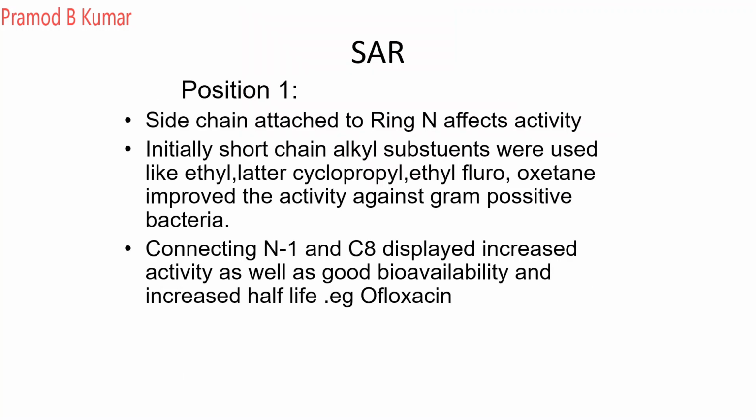Now let's see the effect of substitution on each position. Let us say for the first position. The first position contains a nitrogen in the ring. So it should be substituted by a short alkyl substitution like ethyl or methyl. Later cyclopropyl, ethyl and fluoroethyl rings improved the activity against gram positive, but basically it is a small alkyl group. Oxetane is nothing but a 4-membered cyclic ring containing oxygen.